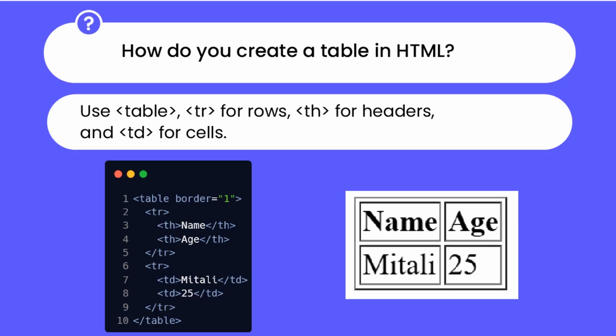How do you create a table in HTML? To create a table in HTML, we start with a table tag. Inside that, we have tr for each table row. Then inside each row, we add td tags for table data, basically the cells. If you want the headers at the top, you can use the th tag instead of td. It's a simple structure: HTML table, rows and cells.